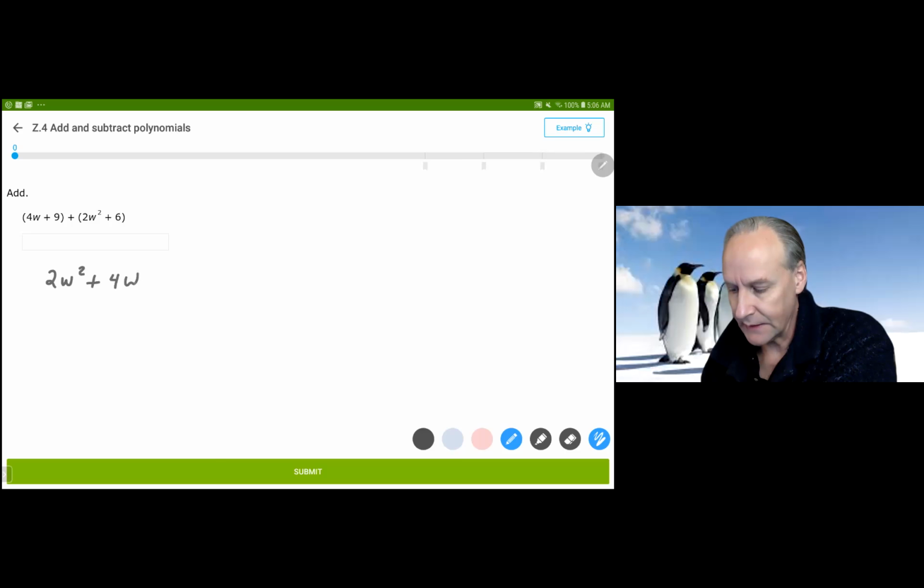And notice you can't add these together. A lot of people get that confused. You can multiply them, but you can't add them. And we add the constant terms, which is plus 15. We call that a 0-degree term.